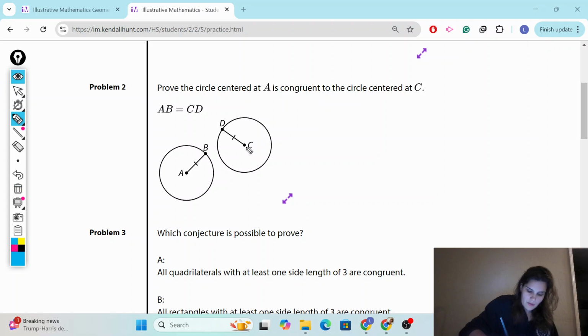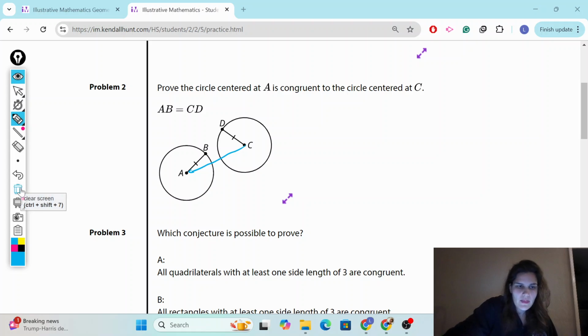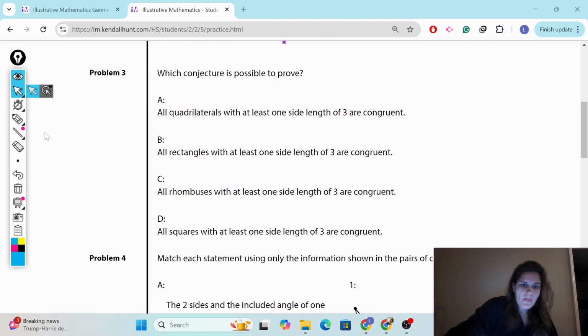Another way to do this, using rigid motion, is if we sent C over to A, we would see that the two circles line up perfectly, exactly on top of each other. And using that translation's rigid motion, therefore the circles are congruent.